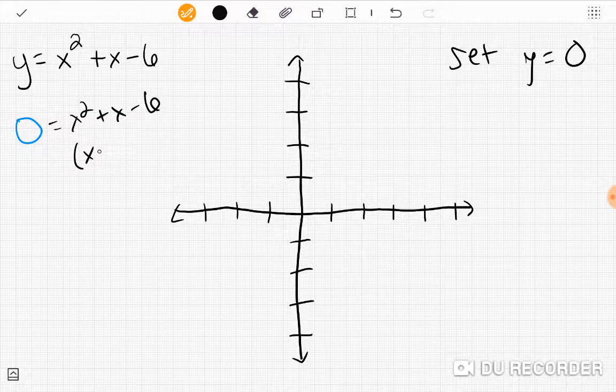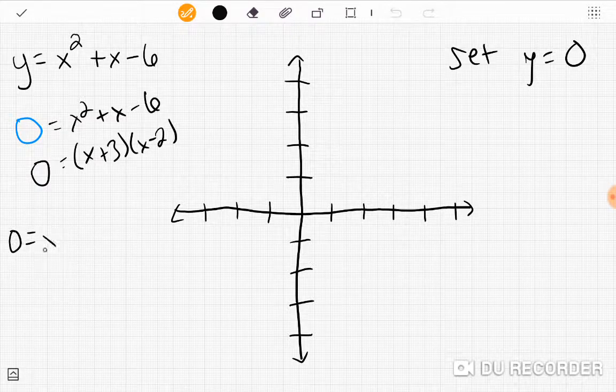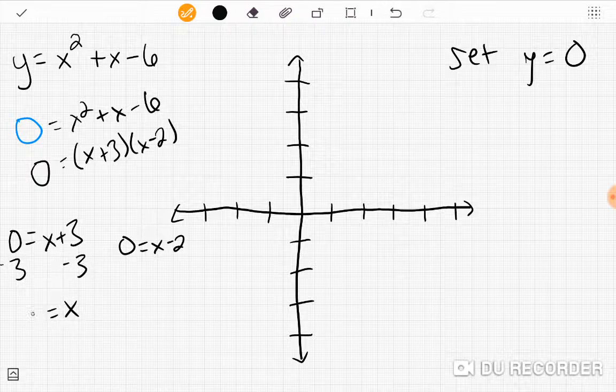So you're going to get x plus 3, x minus 2 equals 0. Remember, I'm just going over this really fast so we can just understand the x-intercepts. You set each one of those parentheses equal to 0 because if one of them is 0, the whole product is 0, because 0 times anything is 0. Okay, we subtract the 3. So we know that one is x equals negative 3. We add the 2. So we know that x equals positive 2.